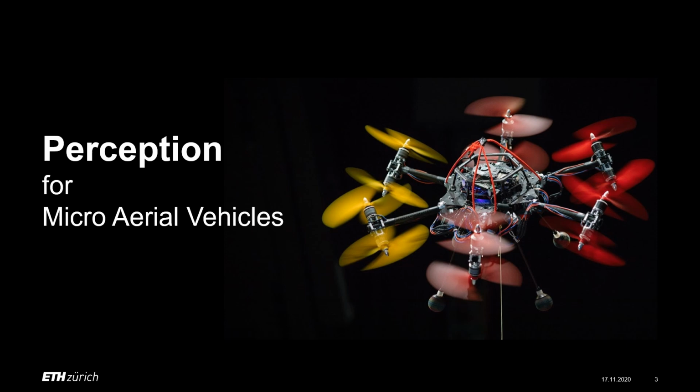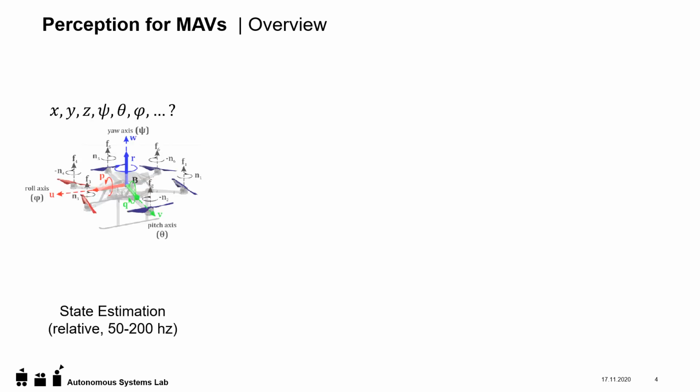First, we will talk about the perception module. So, what is special about perception on microaerial vehicles? The perception requirements for an MAV can roughly be structured into three main goals. The first one is state estimation, which is the process that deals with estimating our current position, orientation, velocity, and so on. Basically everything that we need to control the system.